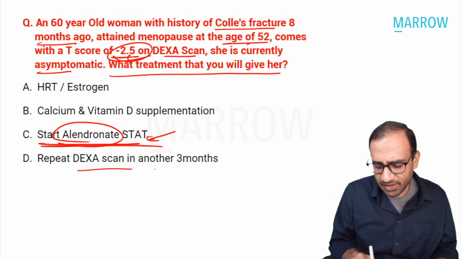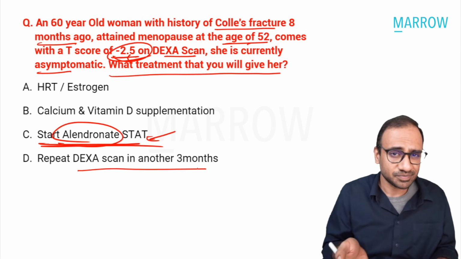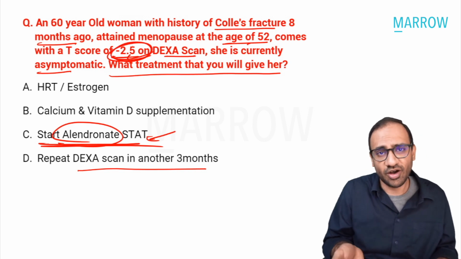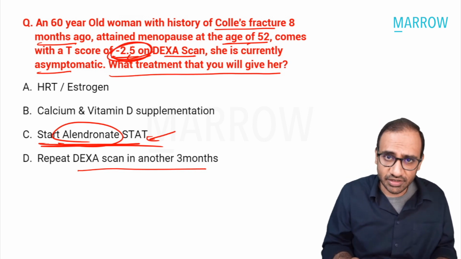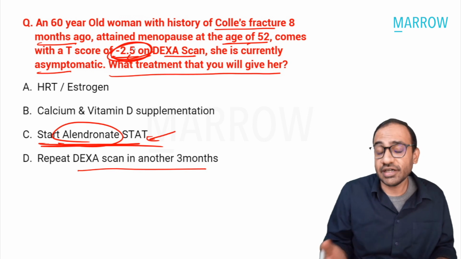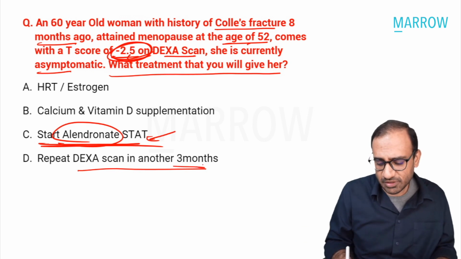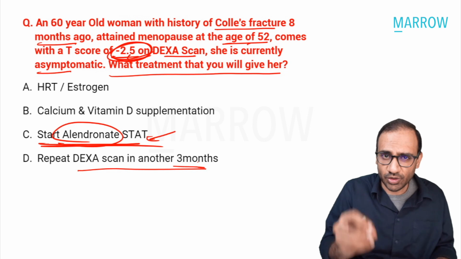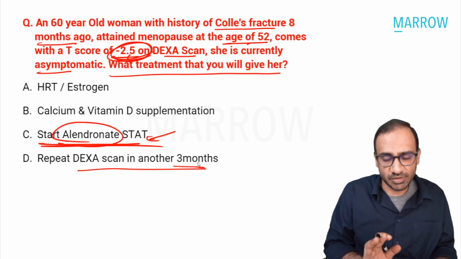There is no need to repeat DEXA scan in another 3 months because we already have a diagnosis of osteoporosis. Yeah, you can start the treatment and then you can repeat the DEXA scan a year later, but don't have to do it within 3 months because that's not going to change anything. What you need to do right now is start the patient on bisphosphonates.